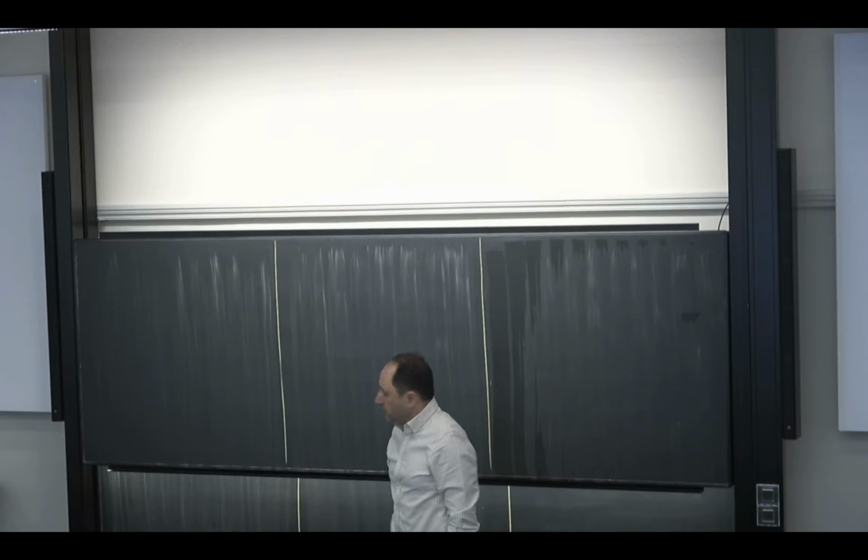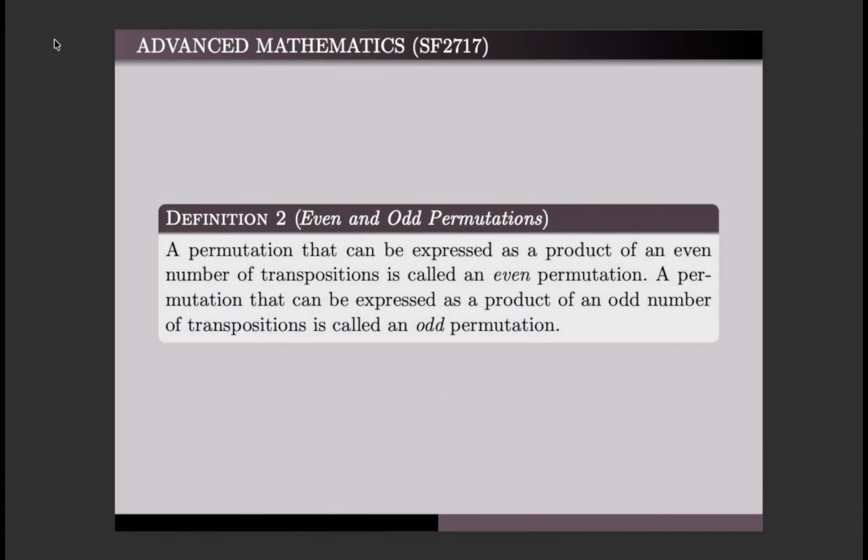Okay, so now let us continue. This is just a definition. A permutation that can be expressed as a product of an even number of transpositions is called an even permutation. A permutation that can be expressed as a product of an odd number of transpositions is called an odd permutation. So, is the idea clear?